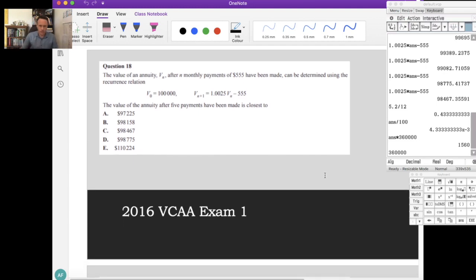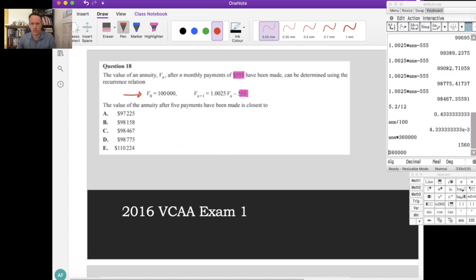First question, the value of an annuity after n months, payments of $55 have been made, so we're paying off 55. You can see that there in the equation. It can be determined using the recurrence relation here. The value of the annuity after 5 payments have been made is closest to what?